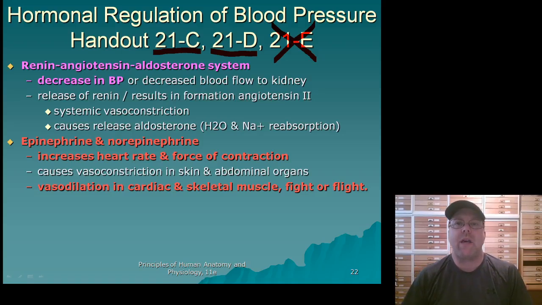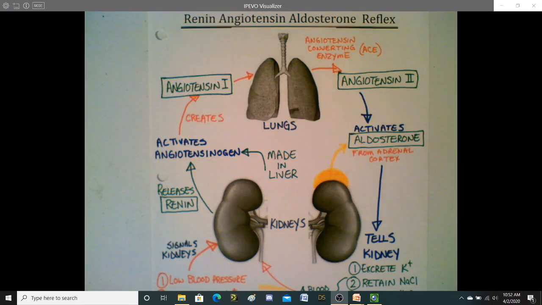Okay, this process of regulating blood pressure with aldosterone is pretty crazy. It's one of these weirdo systems built on a system built on a system. And a lot of students find it a little confusing. So I'm going to try and break it down, make this as simple as possible, where we talk about these different hormones. So let's go to handout 21D.